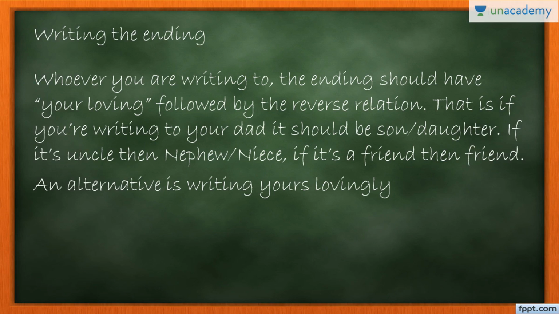While writing the ending, the signature actually, the best way to do it is you write yours loving, and then you write the reverse relation. What do I mean? Whatever relation is given in the question paper, you write how you are related to them. So if father is given, you write son or daughter. If uncle or aunt is given, then you write nephew or niece. Friend reverse is also friend. So you need to write how you are related to them and not how they are related to you. So your loving friend or your loving son or daughter.